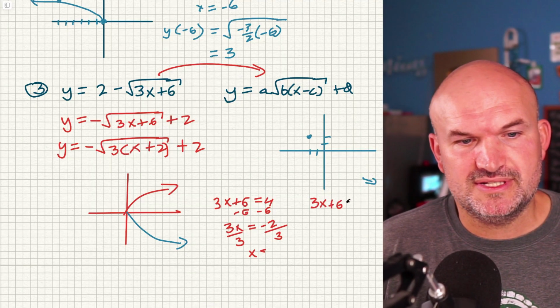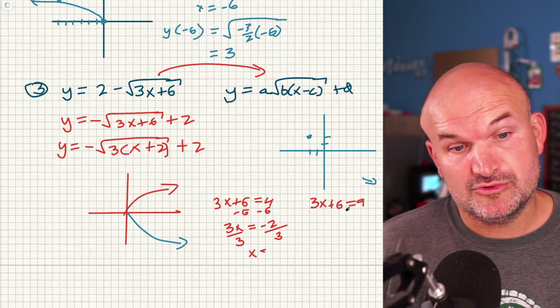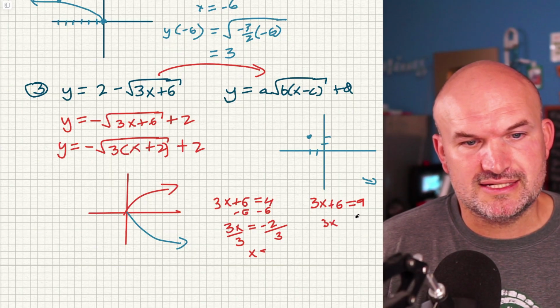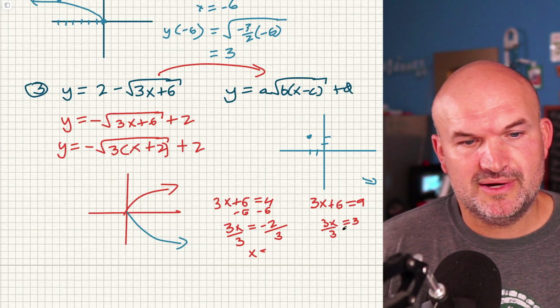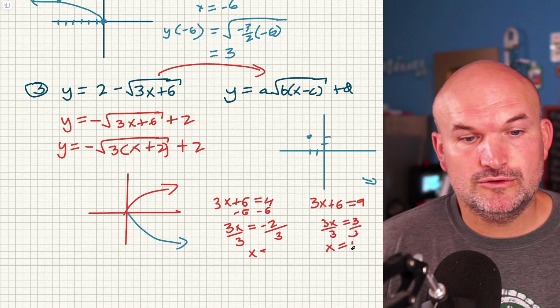And so 3x plus 6 is equal to 9. So when I subtract 6 on both sides, I get 3x is equal to 3. Divide by 3, divide by 3. x is equal to 1.